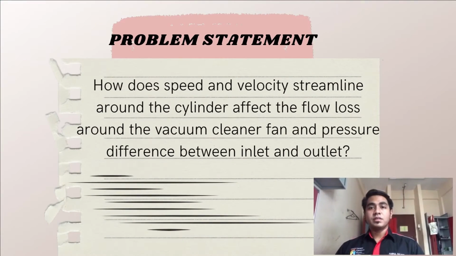Our problem statement is how the speed and velocity streamline around the cylinder affect the flow loss around the vacuum cleaner fan and the pressure difference between the inlet and outlet.